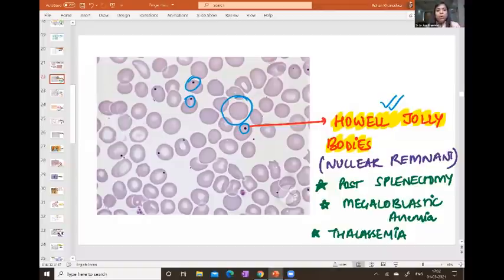So on various groups, many students have asked me this question that, ma'am, how do we differentiate a Howell-Jolly body from a Pappenheimer body, right? So there are two things. One, Howell-Jolly body, because it is a remnant of nucleus, will always be single. Whereas a Pappenheimer body, because there are iron granules seen in sideroblastic anemia, is going to be multiple. That is one thing which you need to know.